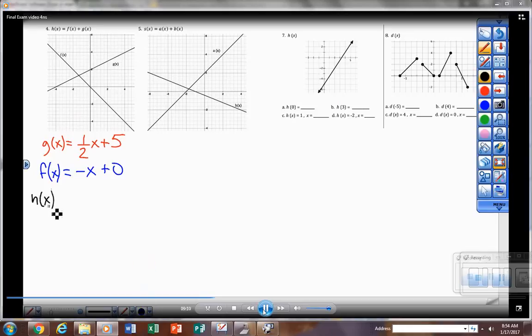y-intercept and graph them. Negative 1x plus a half x combines to give me negative 1/2 x. 5 plus 0 is 5. So again, I'm plugging in both equations. I'm going to combine my x terms and combine my plain numbers. So 1/2 minus 1 really gives me negative 1/2 right there.